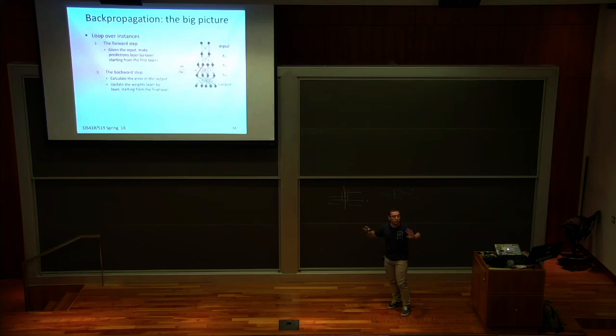Can someone try to, in plain English, explain what backpropagation is? I want to make sure that we are all on the same page. Yes? So first you look at the output layer and you see how far off it is from what you actually want. And then you move to the layer before that and you see, okay, how can we adjust the last layer in order to make the last layer closer to what we want it to be, and just progressively move backwards.